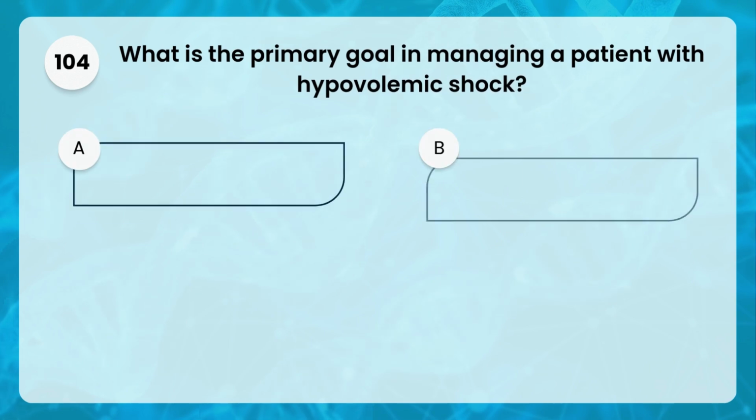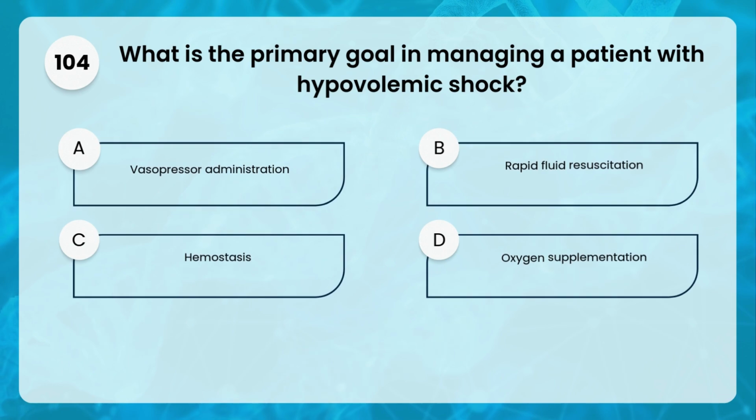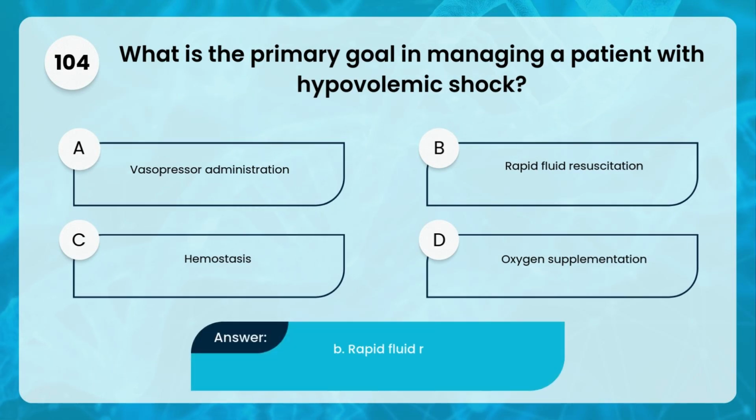104. What is the primary goal in managing a patient with hypovolemic shock? A. Vasopressor administration. B. Rapid fluid resuscitation. C. Hemostasis. Or D. Oxygen supplementation. The answer is B. Rapid fluid resuscitation.